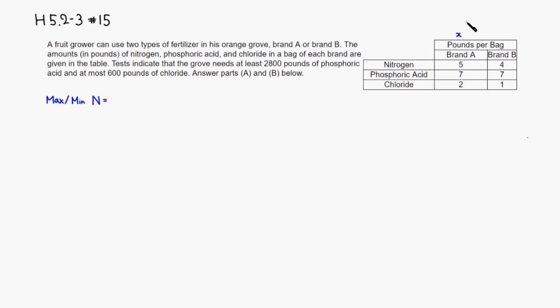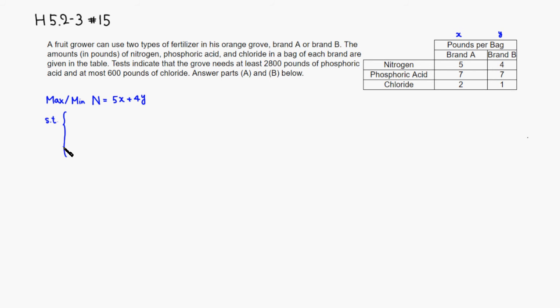So I'm going to call it N is equal to, I'm going to use X for brand A, so X bags of brand A, and we're going to use Y bags of brand B. So it's going to be 5X plus 4Y. It's going to be a total amount of nitrogen. All right, and subject to, we have some requirements.